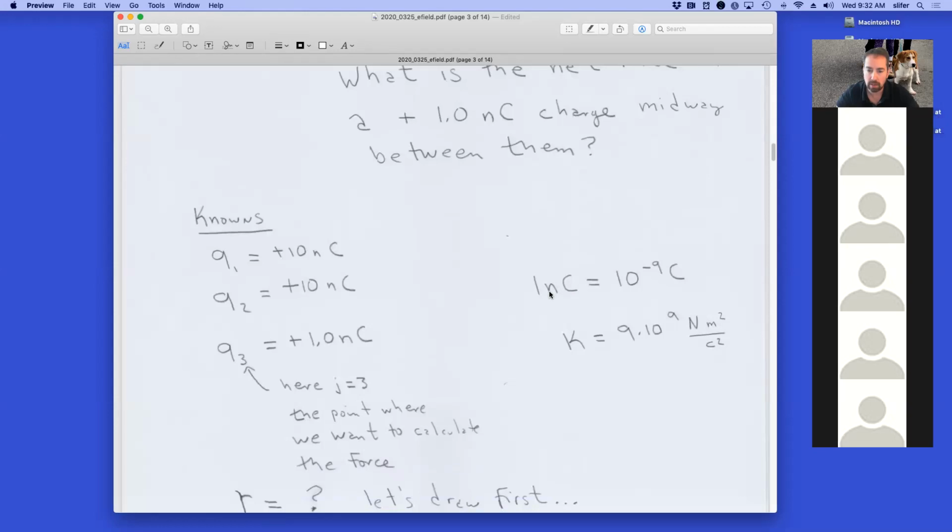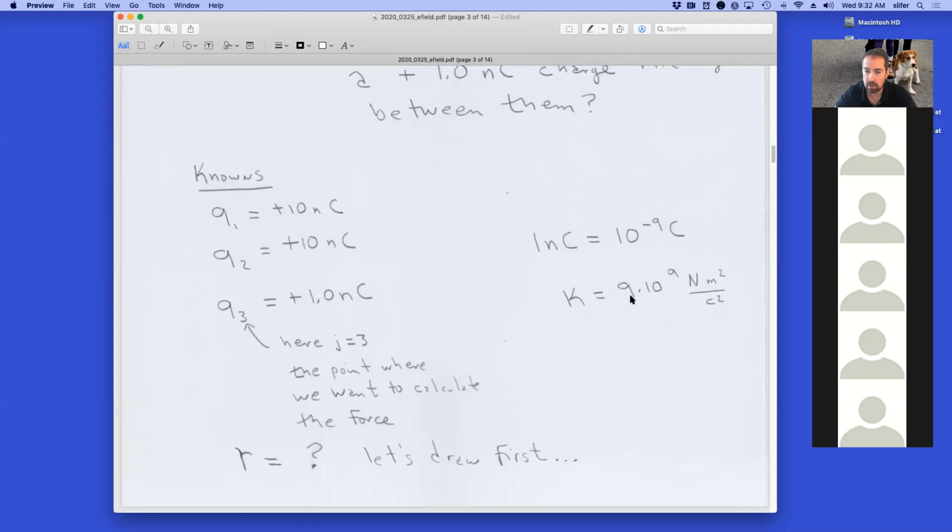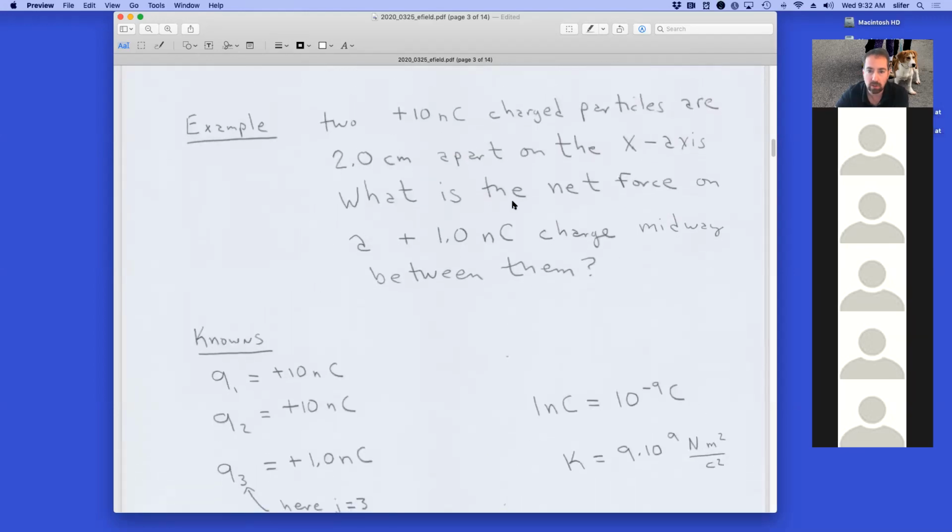The other piece of information that is useful to me is to remember that the N in this nC is nano. It's SI, and that's 10 to the minus 9 coulombs. So you want 10 to the minus 9. K is this Coulomb constant, 9 times 10 to the 9, with these horrible units that work in Coulomb's law to get you newtons in the end: newton meters squared per coulomb squared. So this is what we know.